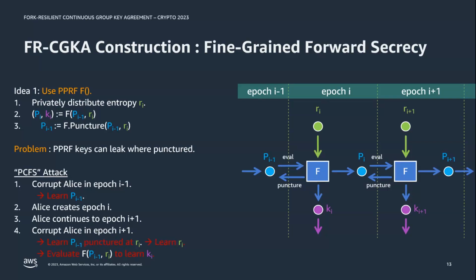She's punctured at RI. So now we can just read out RI, and in combination with what we learned in that first corruption, we have everything we need to compute the key KI. So although we didn't corrupt anybody there, we corrupted before and after, and we can still attack the key KI. So this isn't going to work.